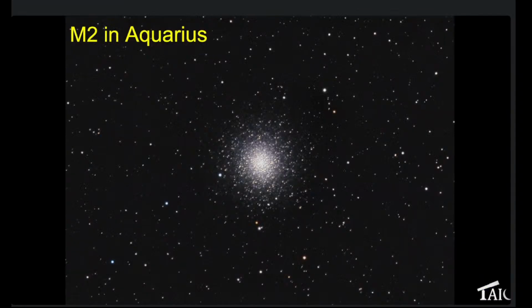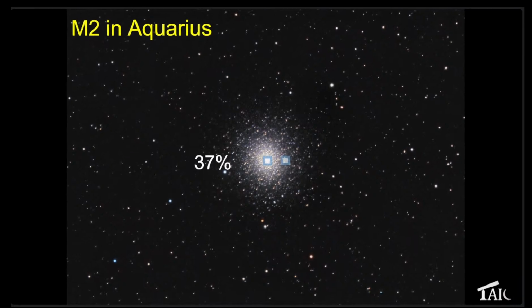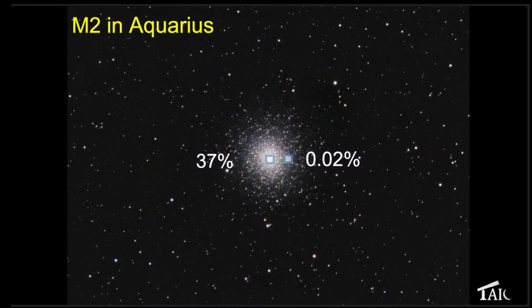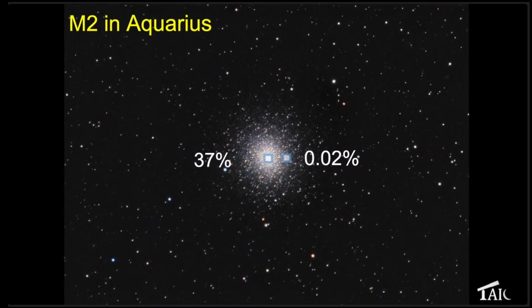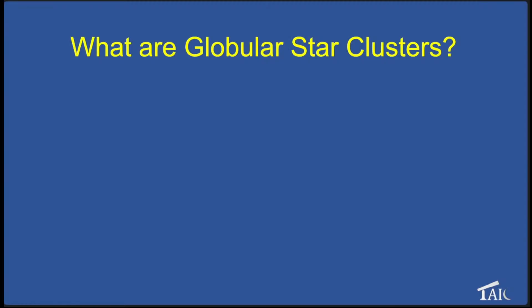Another way to look at this is photometrically. So this is M2 in Aquarius, which is one of the largest and densest globular star clusters known. So photometrically, a 1 by 1 arc minute area in the center of this cluster puts out a whopping 37% of its total light output. An equal area just a couple arc minutes off the center puts out a mere 0.02% of the total light. So that tells you how densely concentrated they can be at the core.